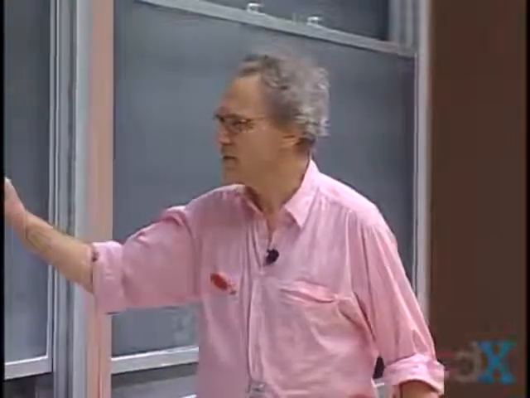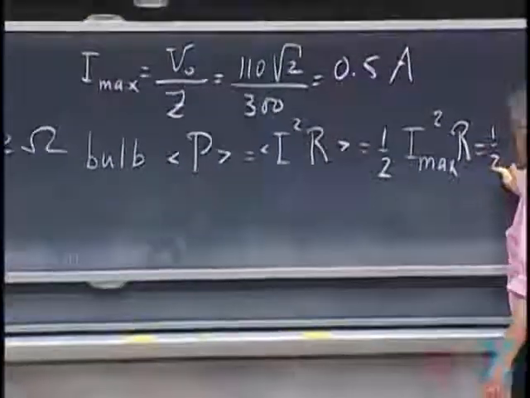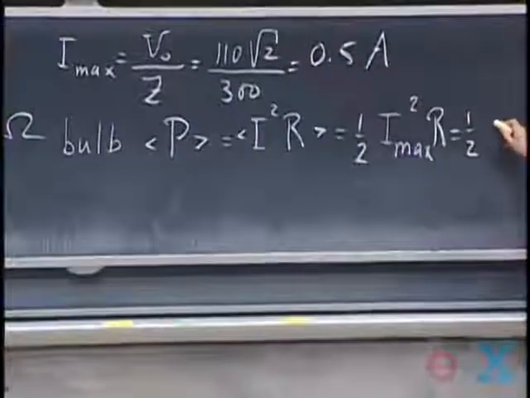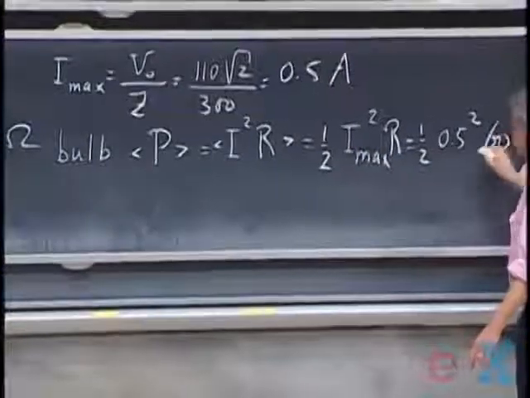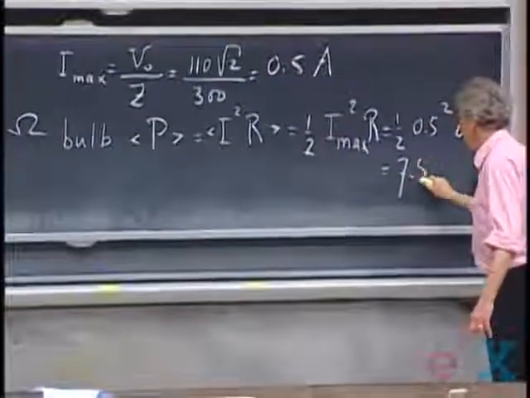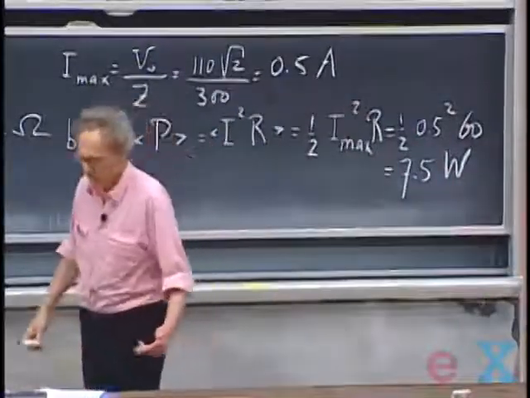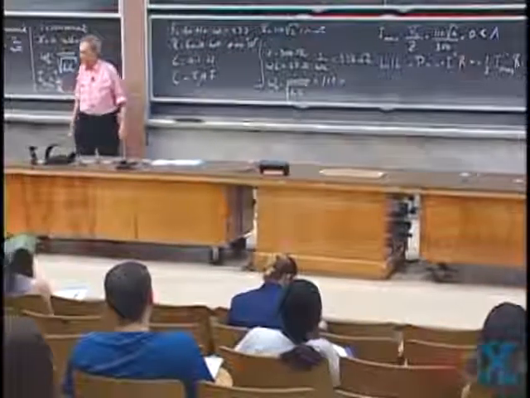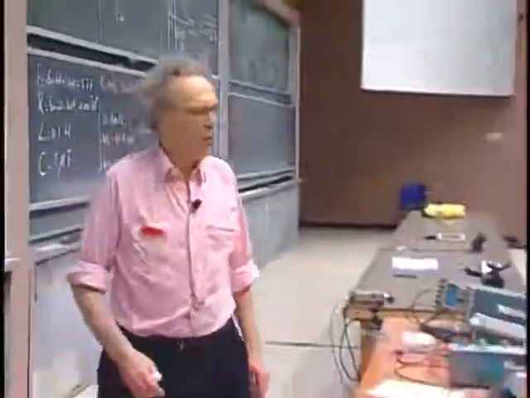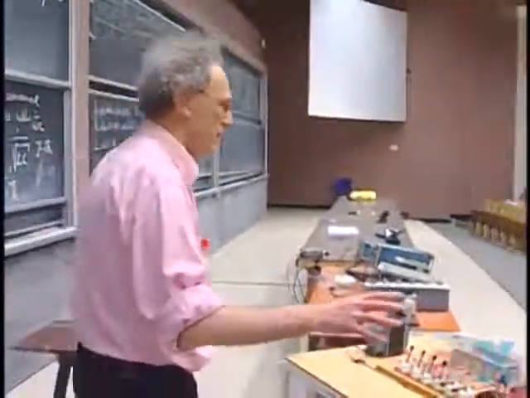And so now I get 1/2 times I max squared times R. So this is 1/2 times my 0.5 squared. And the R of the light bulb is 60, and this turns out to be 7.5 watts. Nothing. Why is it nothing? Well, that's the way we designed the system. We're way below resonance. So if I plug the system in, which I will do for you, this 200 watt light bulb will only dissipate 7.5 watts, and you won't see anything.